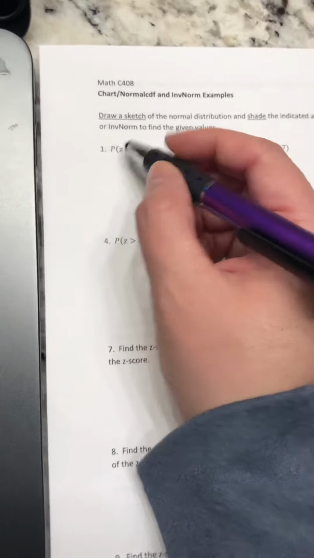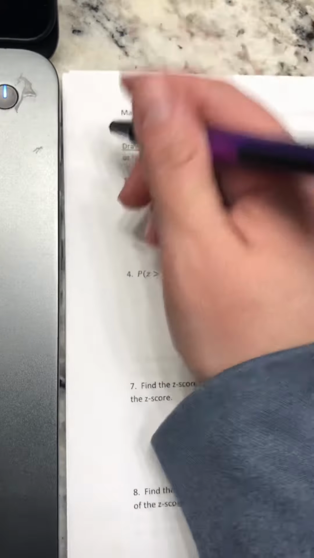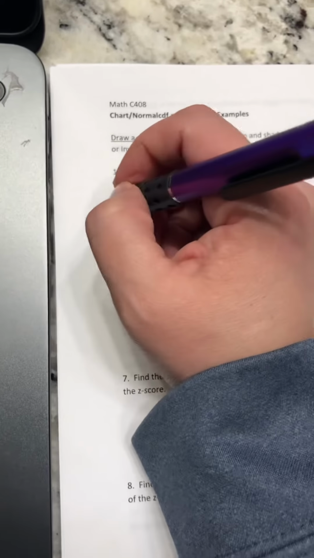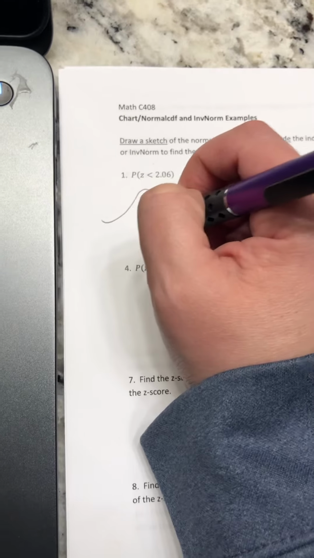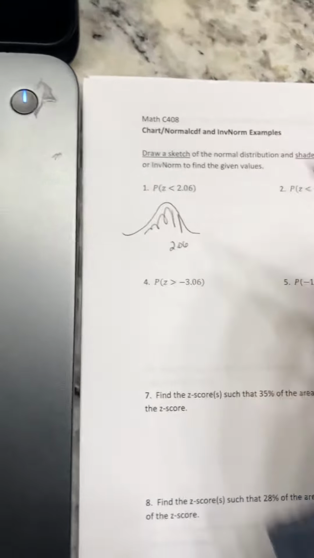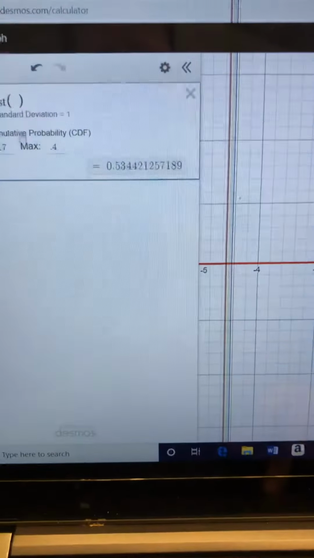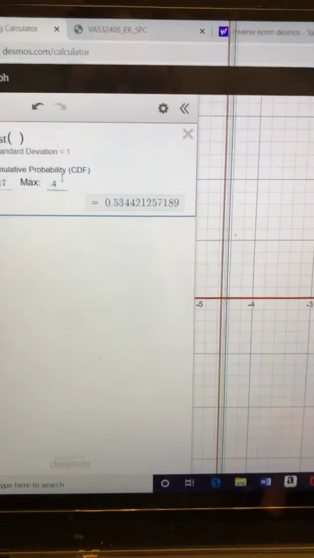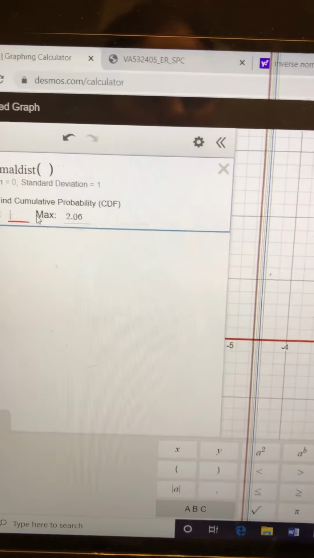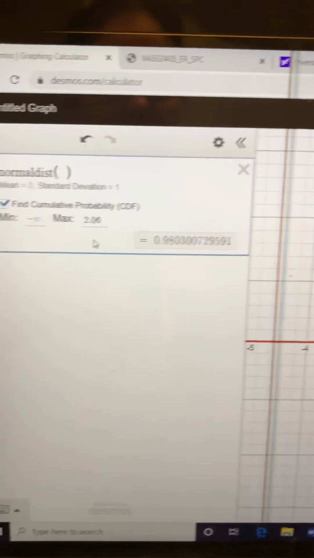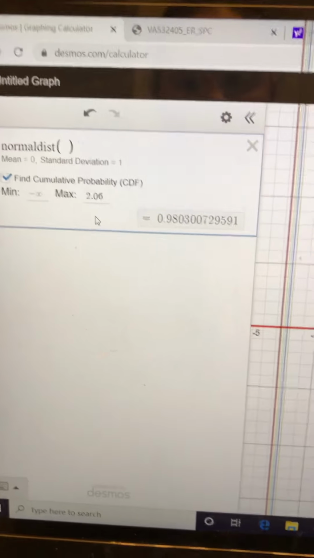So we want the probability that z is less than 2.06. I want to draw this. I should just let Desmos draw it for me, 2.06, because it looks much nicer. So on the calculator, I would do second vars, normal CDF, negative 1,000, 2.06. On the chart, I would go to 2.06 and write down the value.